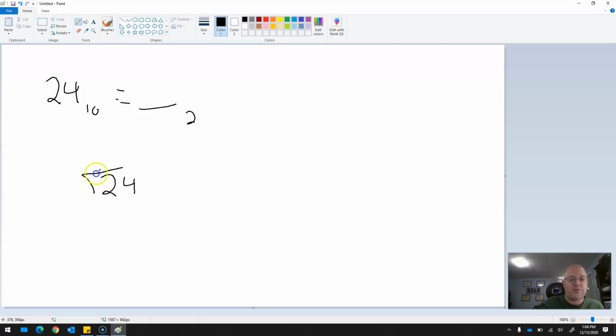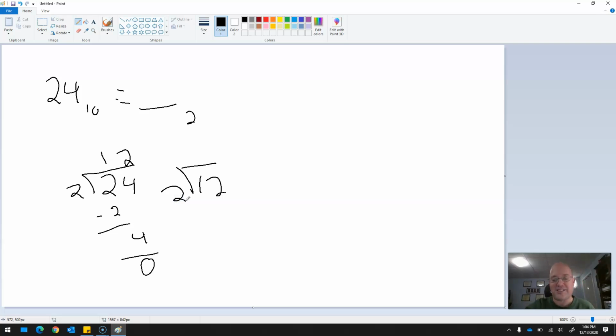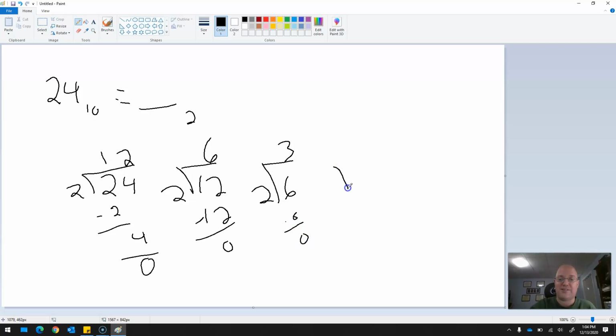24 divided by 2 gives me 1. Bring down the 4, you get 2. 24 divided by 2 is 12, with a remainder of 0. 12 divided by 2. This is so much easier on a whiteboard rather than a touchscreen laptop, but I'm doing the best I can. 6 times 2 is 12. You get a remainder of 0. 6 divided by 2, 3. Remainder is 0.